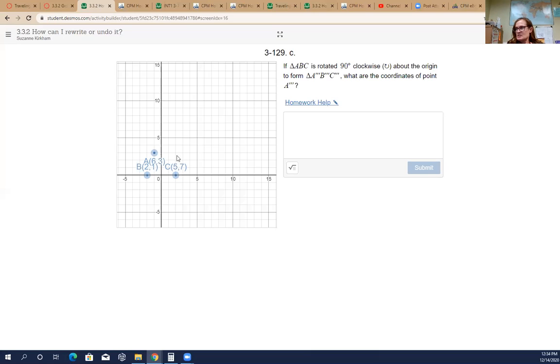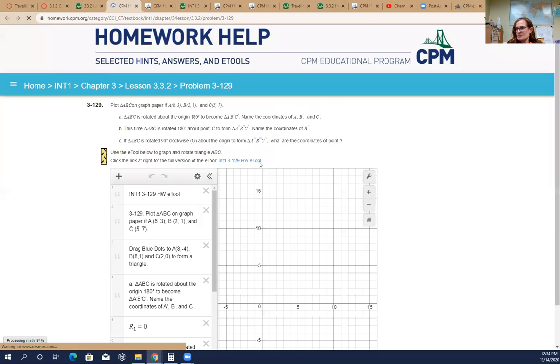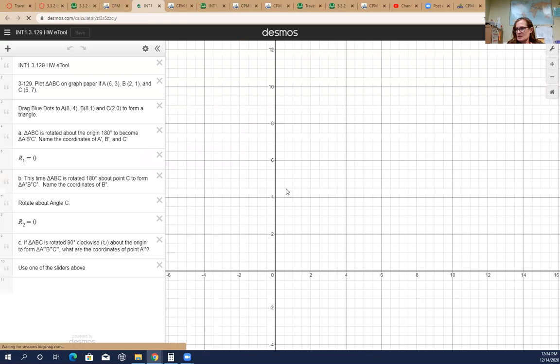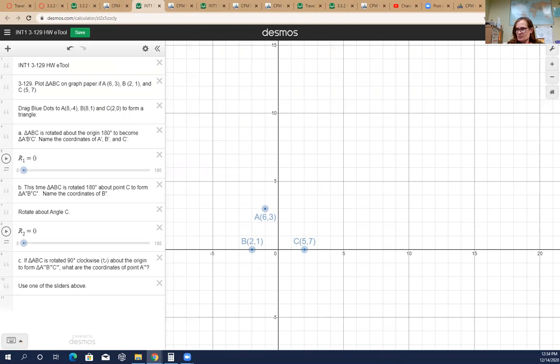All right, so it's the same thing. Let's click on homework help. Click on our E tool, and it's going to go all the way down. It says, if triangle ABC is rotated 90 degrees around the origin, what are the coordinates of point A triple prime? Okay, so we take our spots and we find out where they go. So over 6 up 3, over 5 up 7, and then over 2 up 1. So there's our triangle.